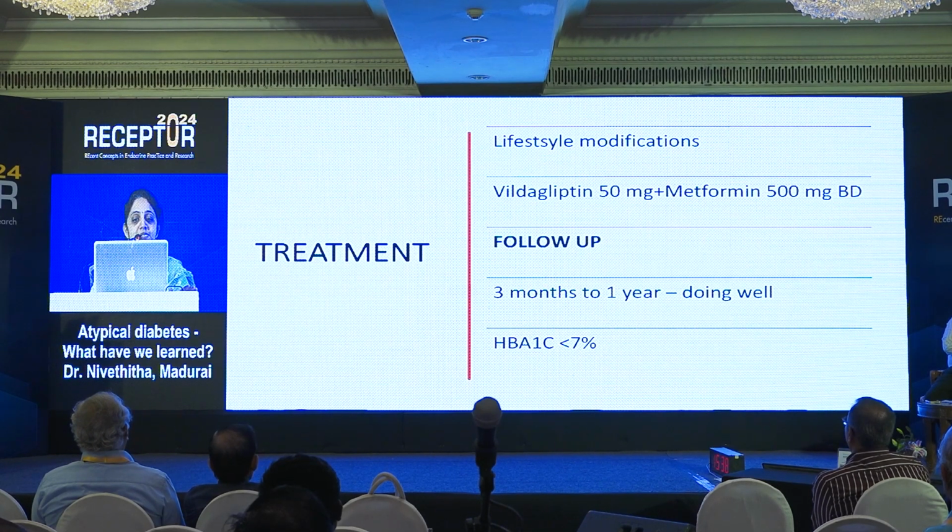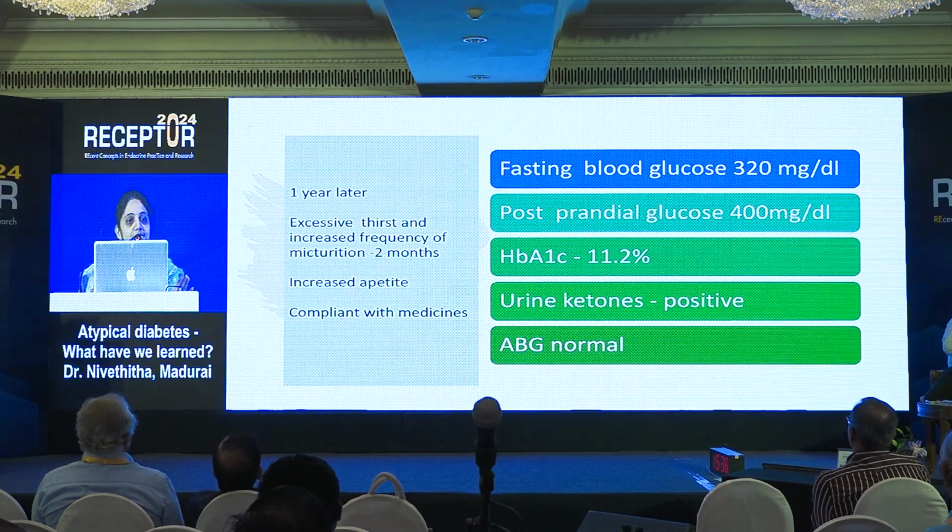So what happens after 1 year? Suddenly, after a year, in a period of 2 months, she deteriorates. She has excessive thirst and increased frequency of micturition, increased appetite, but she's actually compliant with medicines. It's not like she has missed the medicine, and fasting shoots up to 320, postprandial becomes 400, HbA1c is 11.2, urine ketones is positive but ABG is normal because she presented early.